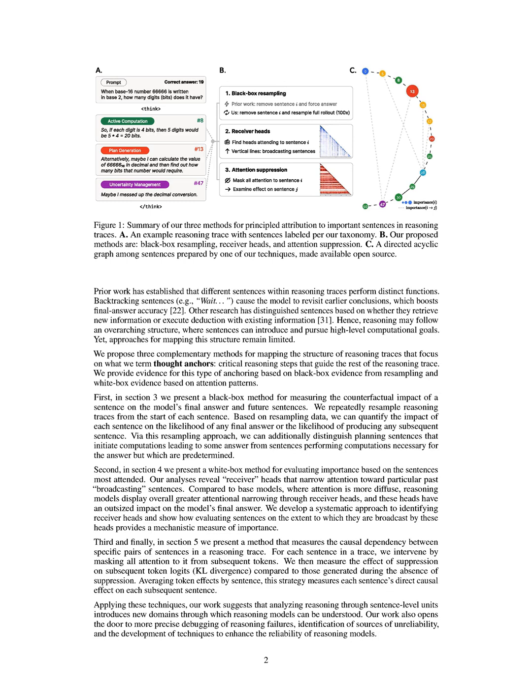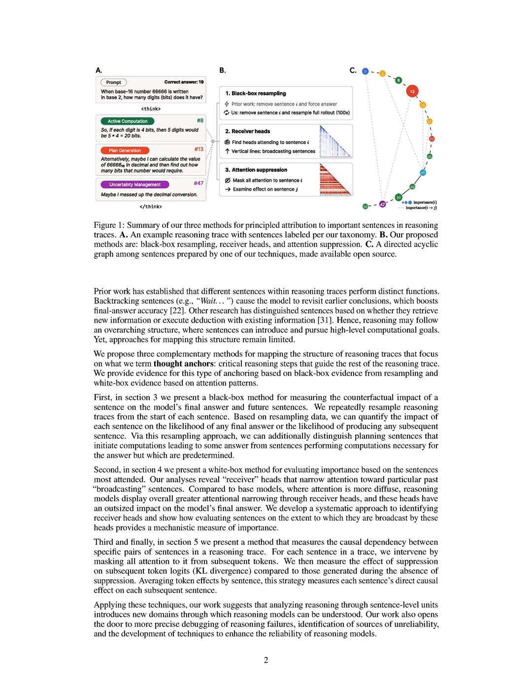The proposed method for analyzing reasoning traces involves three complementary techniques aimed at identifying thought anchors, critical reasoning steps that significantly influence the model's final output and subsequent sentences. First, the black box method measures counterfactual importance by resampling reasoning traces from the start of each sentence, allowing us to quantify how the inclusion or exclusion of a sentence affects the likelihood of the final answer and future sentences.